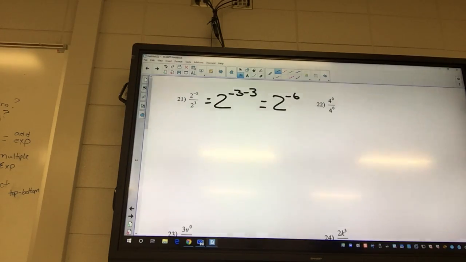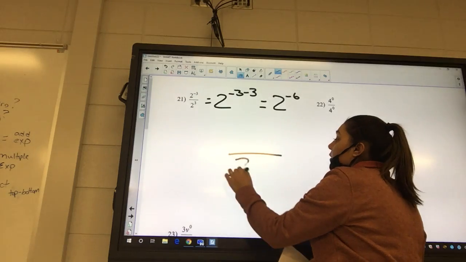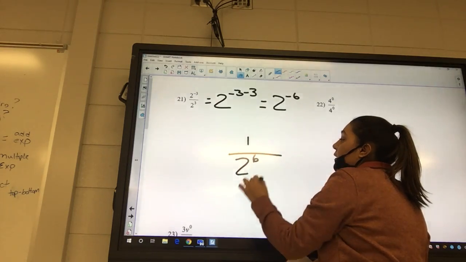Okay, where do negatives go? On the bottom. So you can draw your little bar, and the 2 to the +6, and a 1 is going to go on top.